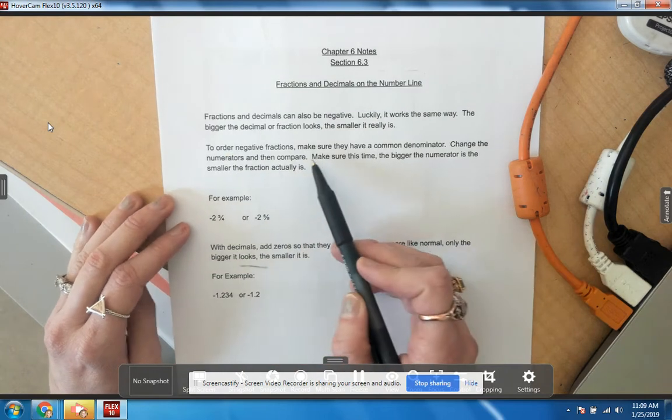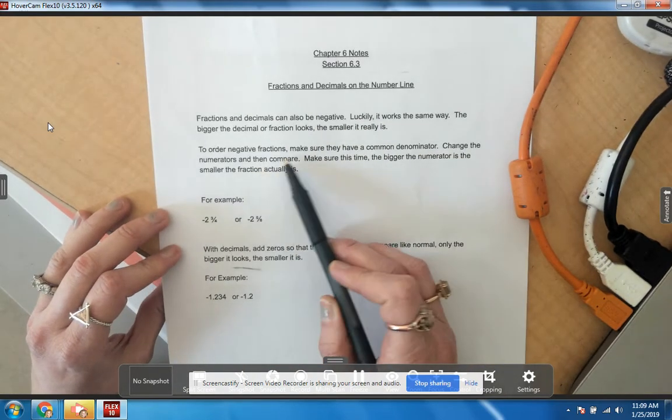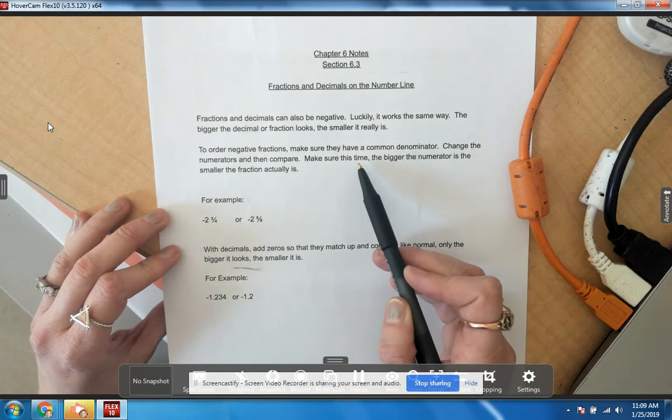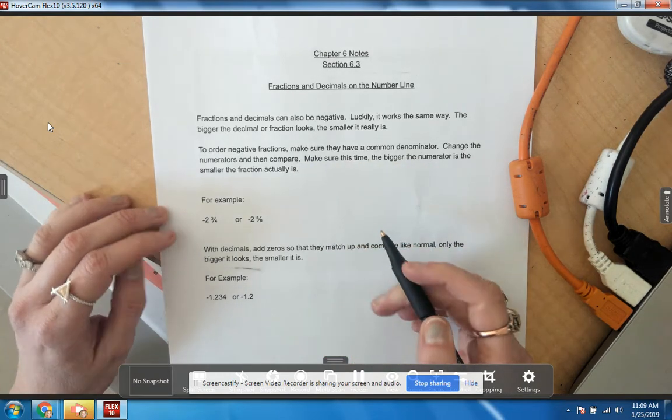To order negative fractions, make sure they have a common denominator, change the numerators, and then compare. Make sure this time, though, the bigger the numerator is, the smaller the fraction actually is.